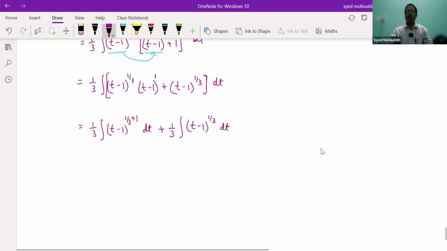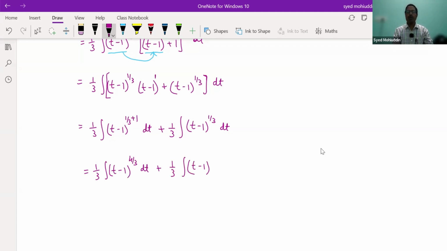Or further, if I try to simplify this one, 1 by 3 integral of (t minus 1) whole power of 1 by 3 plus 1 will be 4 by 3, 4 by 3 into dt, plus 1 by 3 integral of (t minus 1) whole power of 1 by 3 into dt.